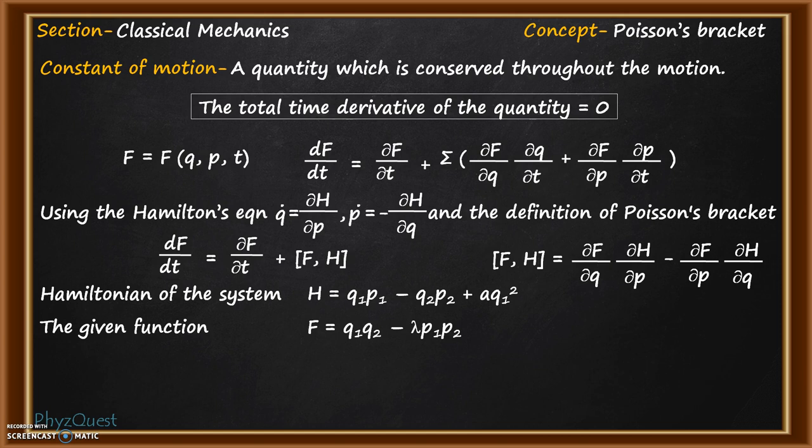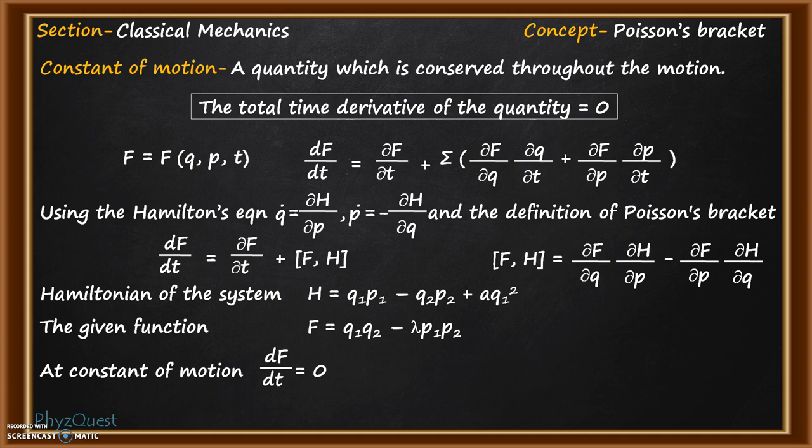So here our purpose is to find out the value of lambda in this function. The condition given is that we need to find the value of lambda at constant of motion of this quantity. At constant of motion, as I said, df by dt is equal to 0. The total time derivative of the quantity should be 0.